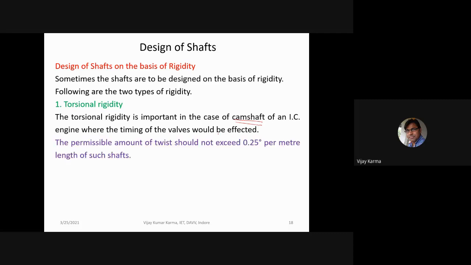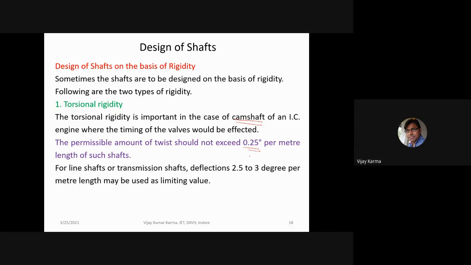यहाँ पे इस तरह का हो कि टाइमिंग या कुछ पैरामीटर अफेक्ट कर रहा हो. So for those cases we have to consider this torsional rigidity. That is the permissible twisting in the shaft. So that is given कितना होना चाहिए per meter length of such shafts. And for line shafts or transmission shafts, the permissible deflection is this per meter length.